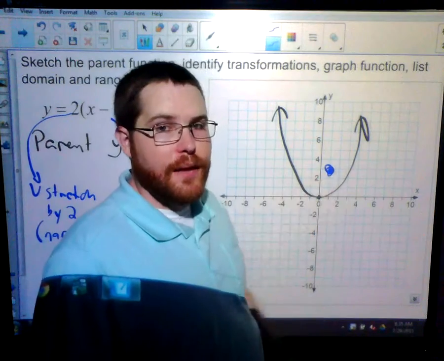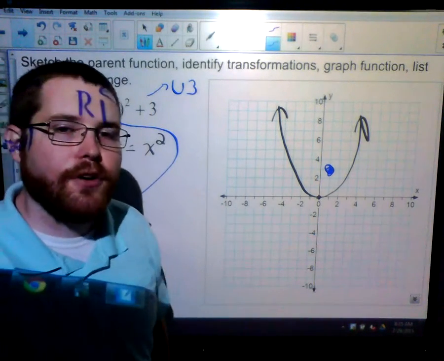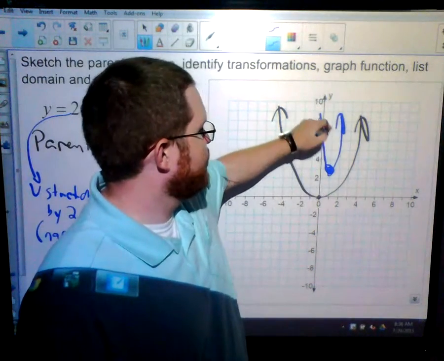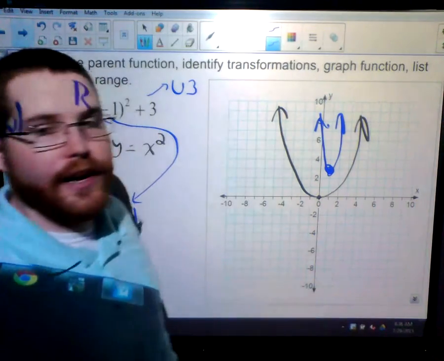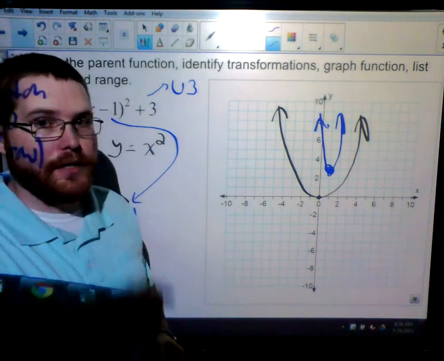On a quiz or test, I'm going to look to see that your vertex is in the right space. And then narrower. It's kind of hard to exactly sketch narrower. So just recognize that it's going to be narrower. It's going to be stretched. Again, this is a sketch. It's not an exact graph. You don't have to find exact points on there.